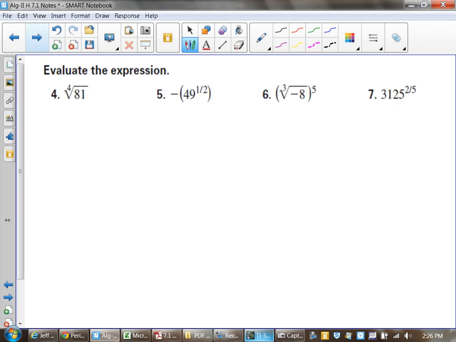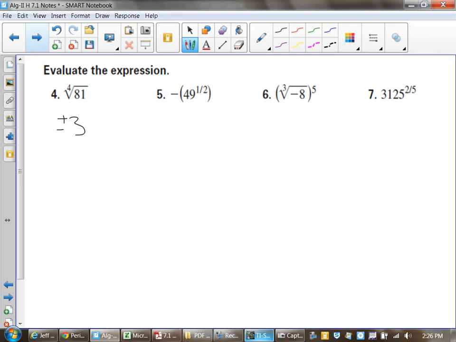Again, these are the style that I think you should be able to do by hand without any issues. If you just walk through it, you're going to start to see how rather easy it is if you just ask the questions. How many times have we seen the 4th root of 81 now? A lot. So what's the answer? Plus or minus.